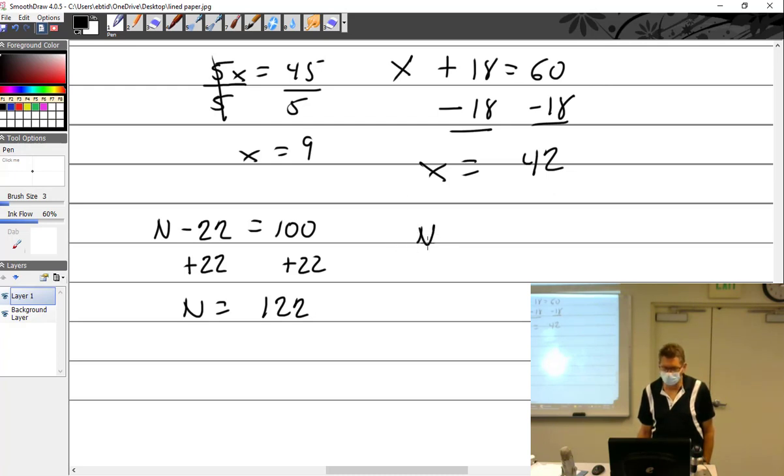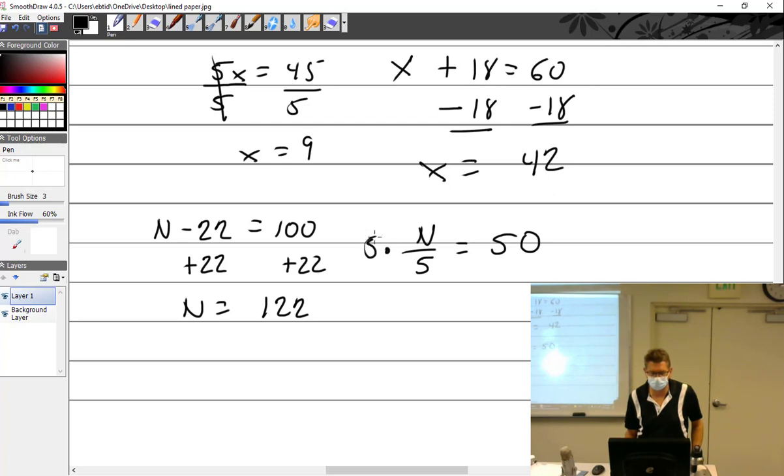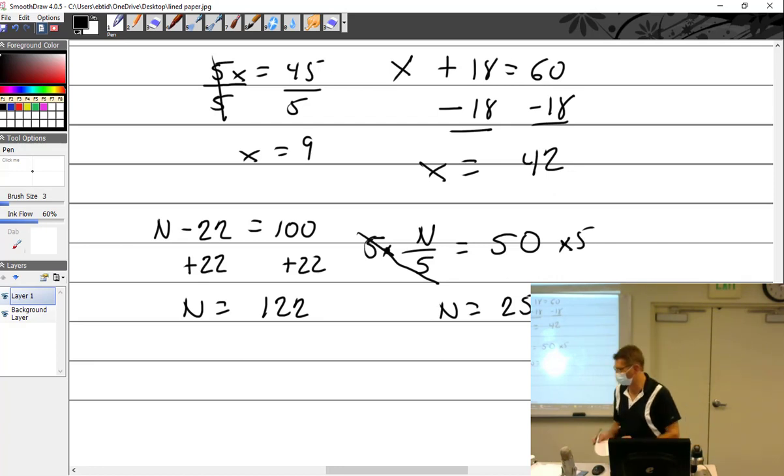If I have n divided by 5 equals 50, what do I want to do? Okay, so if it's divided by 5, what's the opposite of divided? Okay, multiply by 5. That's the multiply sign. We can do that. Times 5. So that cancels it out. So that number equals 250.